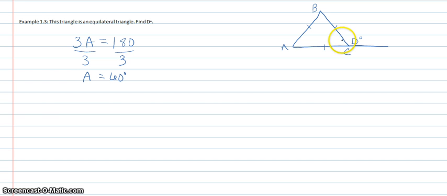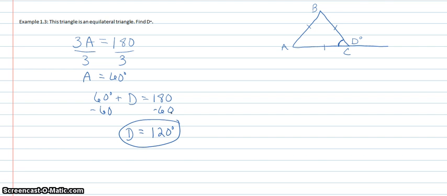But that tells us what this angle right here is. And when I combine that with angle D, they would make 180 degrees because they're supplementary angles. So I'll have 60 degrees plus D equals 180, and I'll subtract 60 on both sides. So D equals 120 degrees. And we found our missing angle.